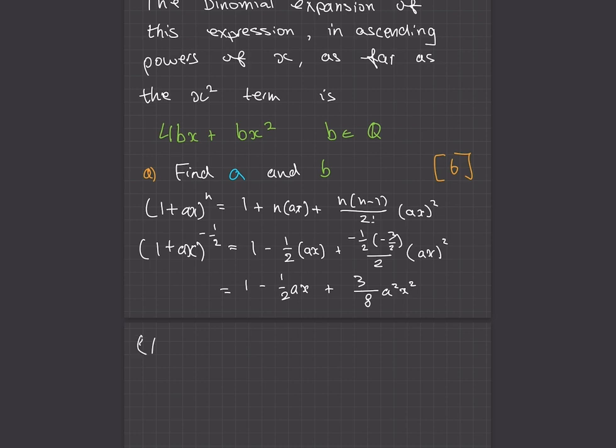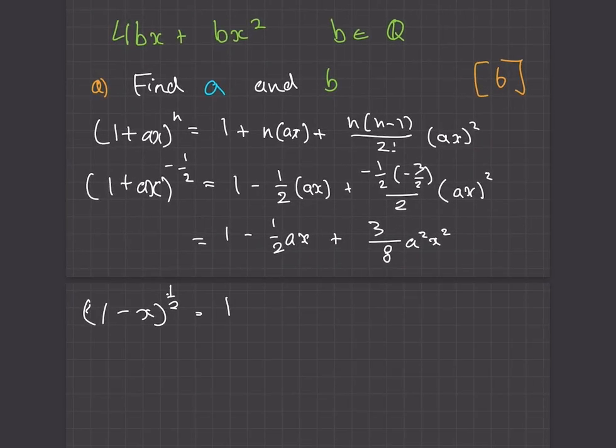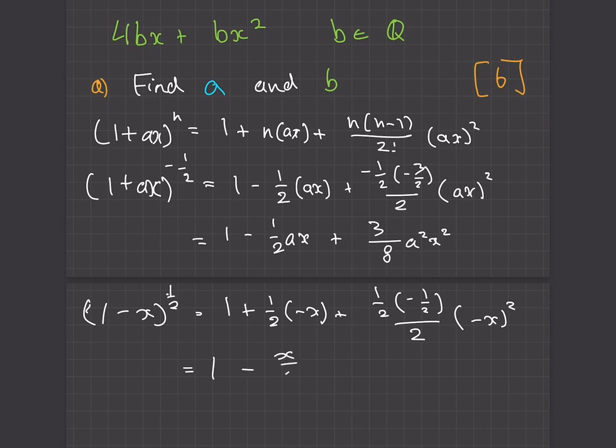Then what we need to do is 1 minus x to the 1/2. That's the next one. So what is that going to give us? Again, just 1. And then it's plus 1/2 times minus x, plus 1/2 times 1/2 minus 1, which is minus 1/2, over 2 times minus x squared. So what that's going to give us is 1 minus x over 2. And then minus, because there's one minus over here, and this minus here, because it's squared, is going to cancel. So that means that it's going to be minus 1 over 8 x squared.